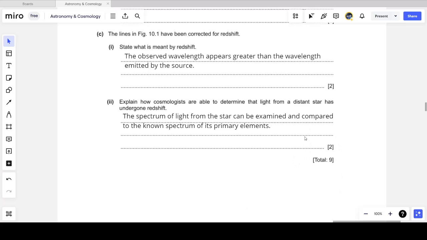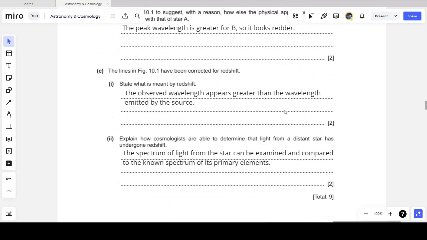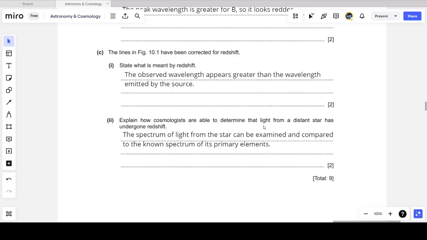So overall, that was a good few conceptual questions toward the end and a 9-mark question, but you can see that these astronomy and cosmology questions are important and you should pay very careful attention to this topic. 9 and 13 marks are significant in your overall scheme of paper 4.